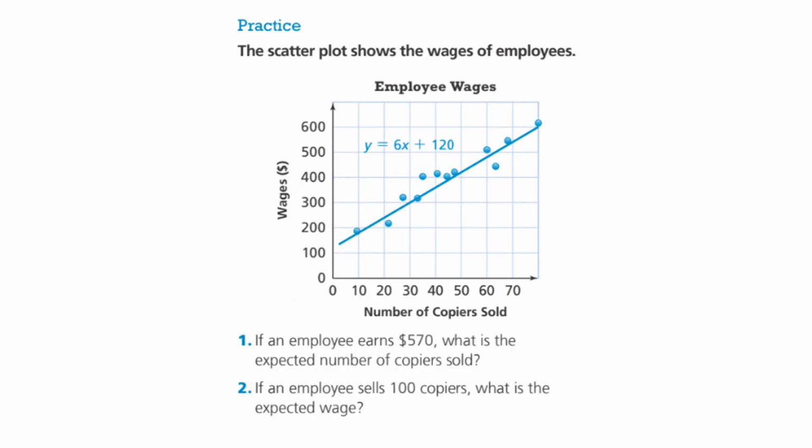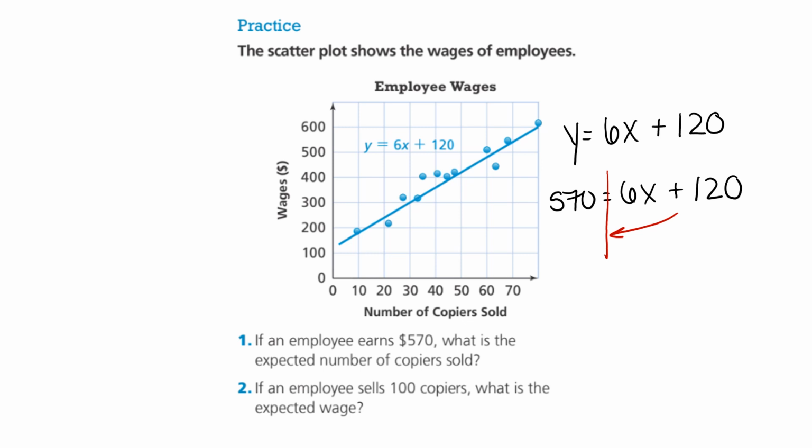For number 1, we are referencing the equation provided, y equals 6x plus 120. It tells us that the total is $570. So we want to know how many copiers, x, they have to sell. We would do the opposite and we would do a minus 120. 570 minus 120 gets us 450.